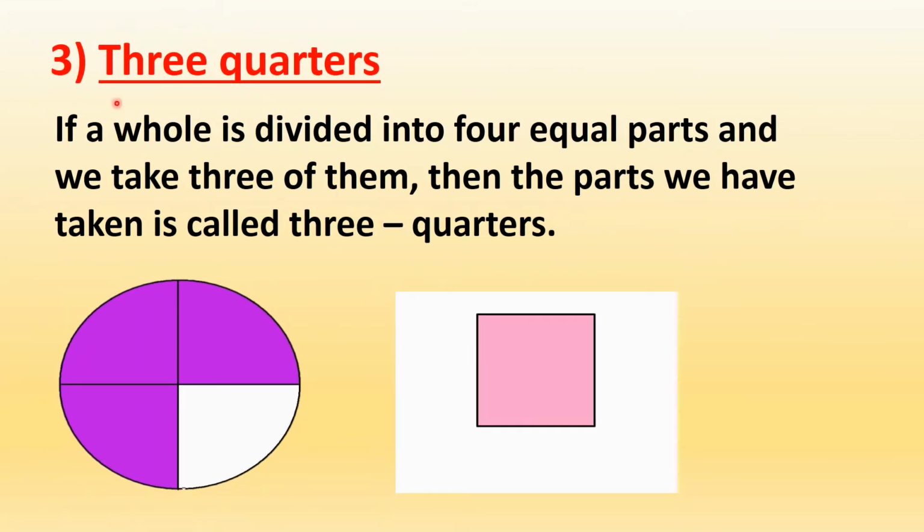Now third, 3 quarters. In the figure, the circle is divided into 4 equal parts. 3 parts are colored. The colored part is 3 quarters of the whole circle. So here, if a whole is divided into 4 equal parts and we take 3 of them, then the parts we have taken are called 3 quarters.